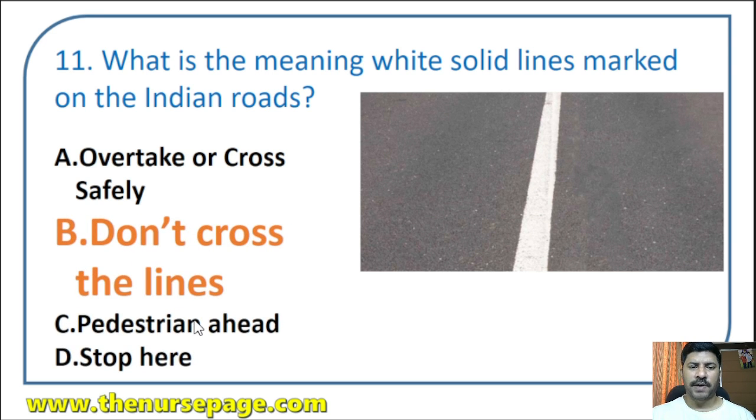A continuous white solid line means don't cross the lines or don't overtake that vehicle, because a white solid line marks where accidents are more prone. So in that area we should not cross the lines or overtake. If there are dotted white lines, you can cross or overtake the vehicles safely. You need to check the situation is safe, then you can overtake if there is a white dotted line. But if there are continuous white solid lines, you should not cross the lines.